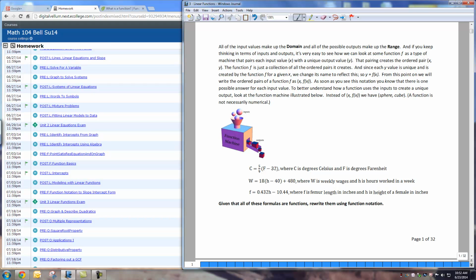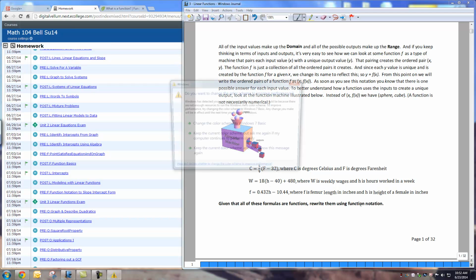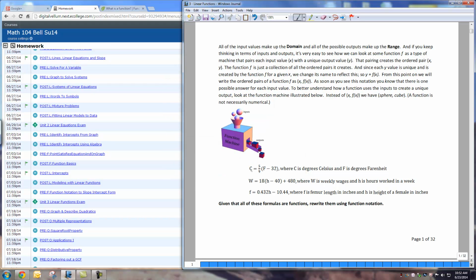But all of these are linear equations. Anything that is a linear equation is linear because h isn't to a power. F isn't squared, h isn't squared or cubed. It's just to the first power. All of these formulas are functions. Rewrite them using function notation. So to write C in terms of function notation, instead of calling this C, we're going to call it C of F. Notice up here, x and f of x. F of x is the function notation for y. So we could rewrite all these. C of F equals 5/9 (F minus 32).